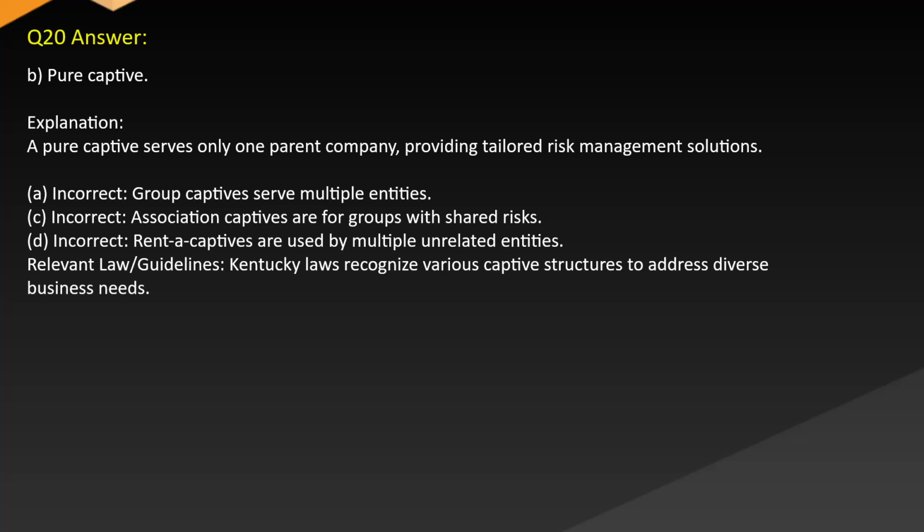Answer: B. Pure captive. Explanation: A pure captive serves only one parent company, providing tailored risk management solutions. A. Incorrect. Group captives serve multiple entities. C. Incorrect. Association captives are for groups with shared risks. D. Incorrect. Renter captives are used by multiple unrelated entities. Relevant law guidelines. Kentucky laws recognize various captive structures to address diverse business needs.